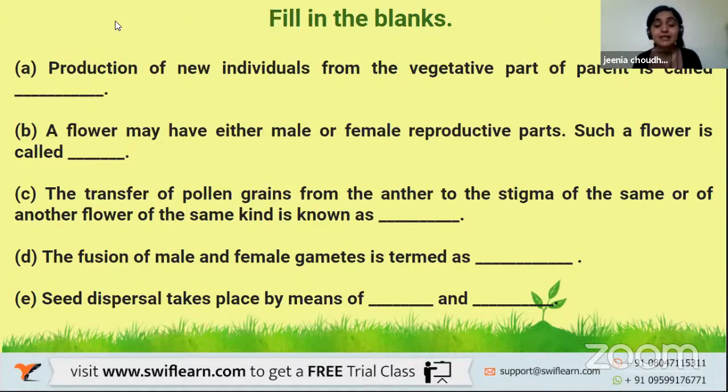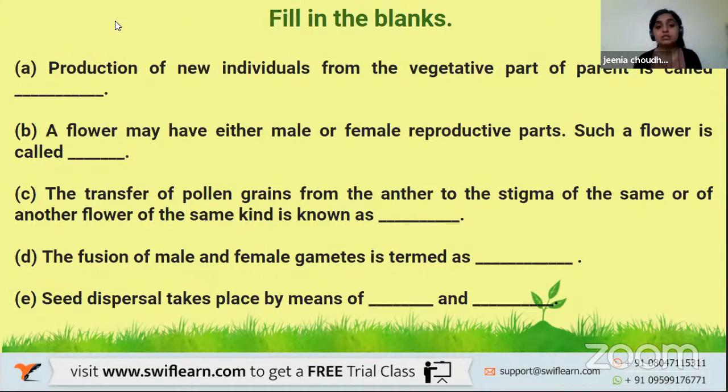Coming to the second question, a flower may be either male or female, right? A flower may have either male or female reproductive parts, such a flower is called as, so the flower that has either male or female reproductive parts is known as a unisexual flower. Okay, so they are known as unisexual flowers. They have either male or female reproductive parts. They are known as unisexual flowers.